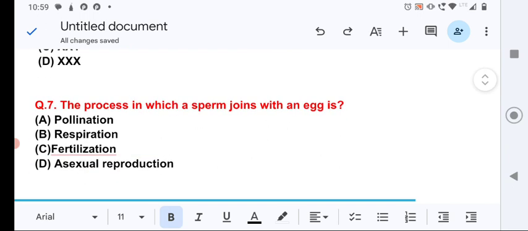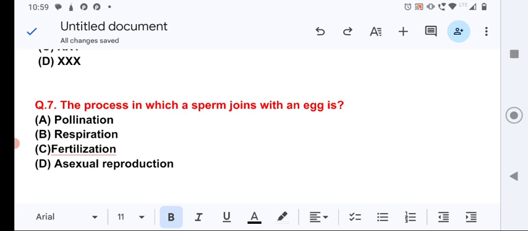Now the question number 7, the process in which the sperm joins with an egg. It is the process of fertilization, in which sperm and egg fuse together to form a zygote, and the process is known as fertilization. And fertilization is of two types, that is the external and internal.